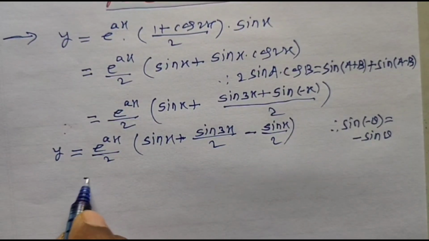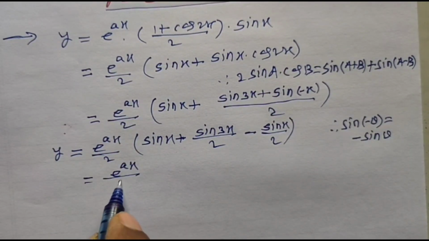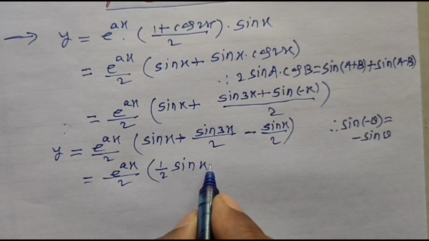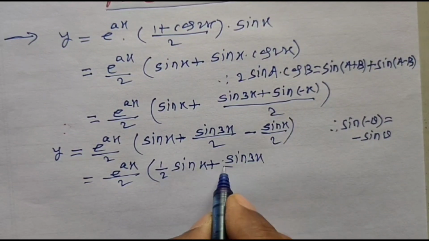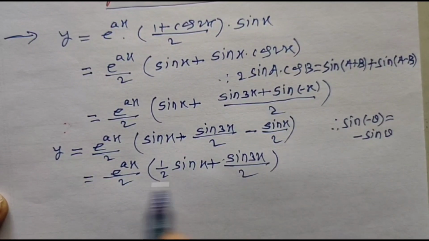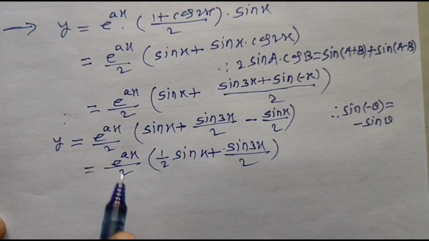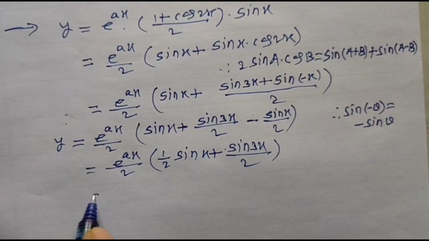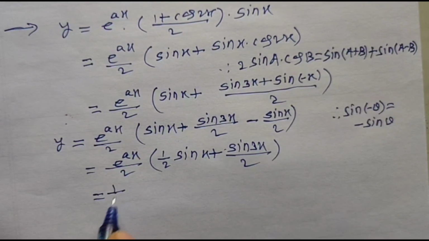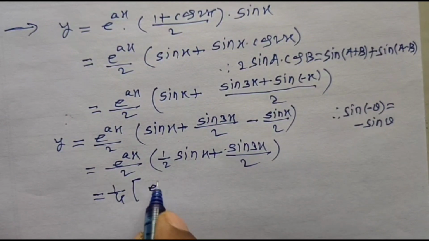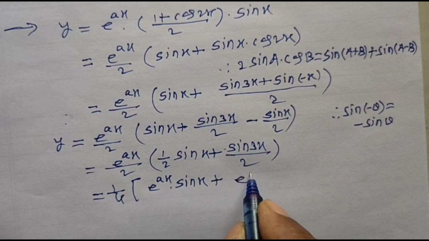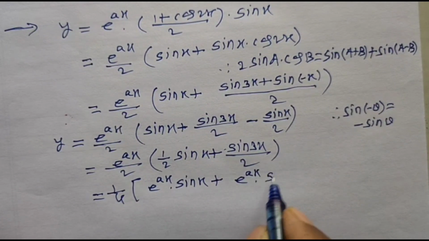So, you can write this as e to the power ax divided by 2 into bracket half of sin x plus sin 3x divided by. Now, 1 upon 2 we can take common and take this e to the power ax inside this bracket. So, this can be written as 1 upon 4 into bracket e to the power ax into sin x plus e to the power ax into sin 3x.